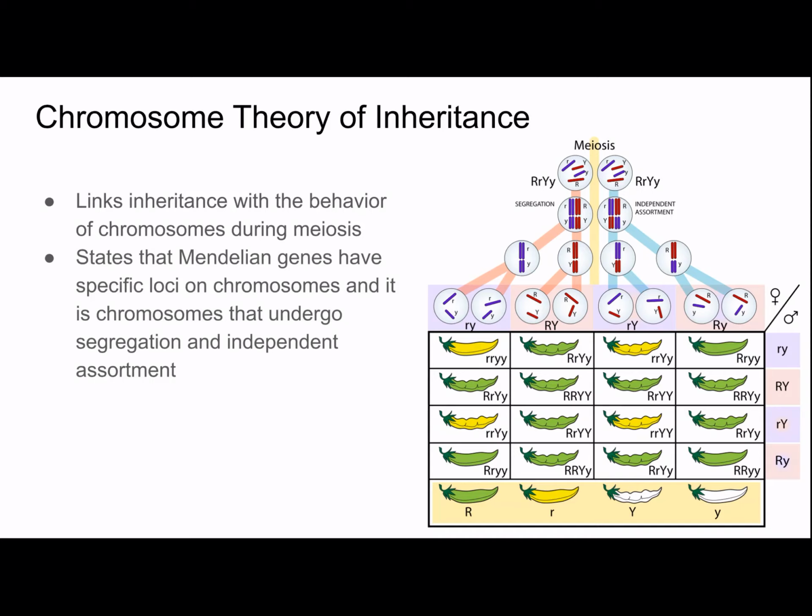So as you can see in the picture, we have meiosis occurring, and it is the independent assortment of the chromosomes and the segregation of the chromosomes that leads to the patterns that we noticed in the separation of the alleles and the resulting phenotypes and genotypes.